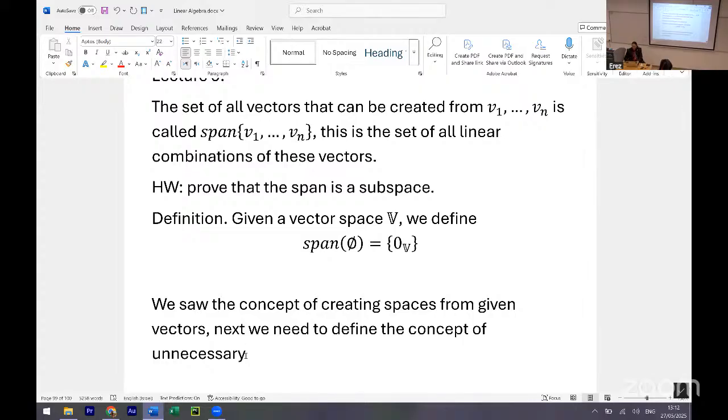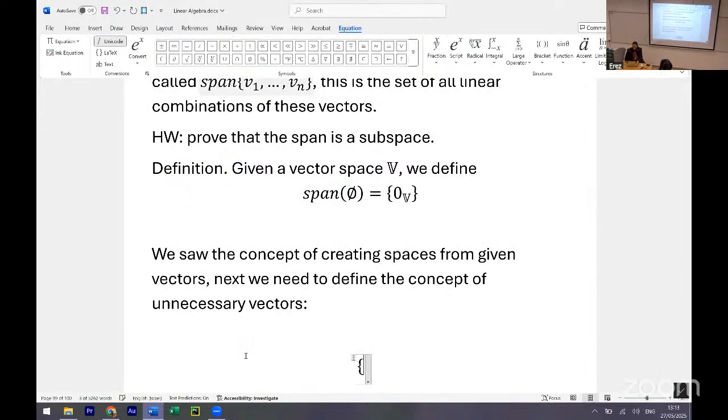Okay, next we need to define the concept of unnecessary vectors. What do I mean? I'll give you two quick examples. Say you have the vector 1, 1, and you also have the vector 0, 0.